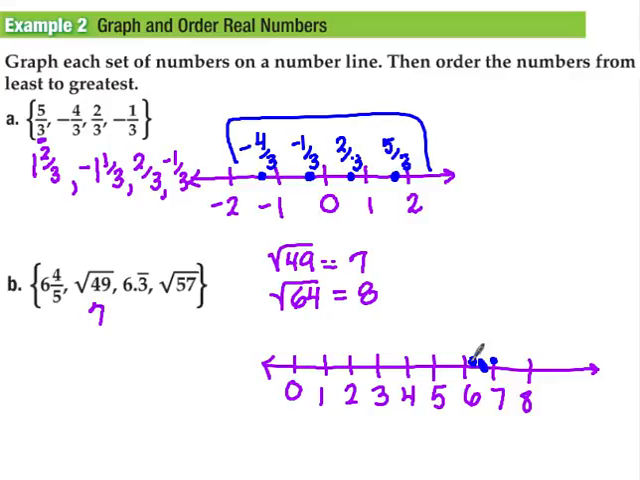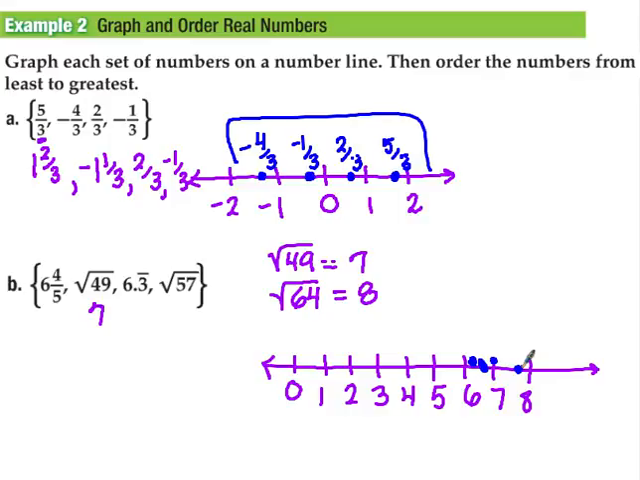And then the next one, root 57. We talked a little bit about what number that was. And then you can go. Okay, so root 57. Nice job. Okay, so here are our numbers.